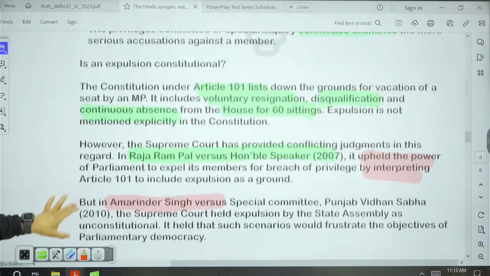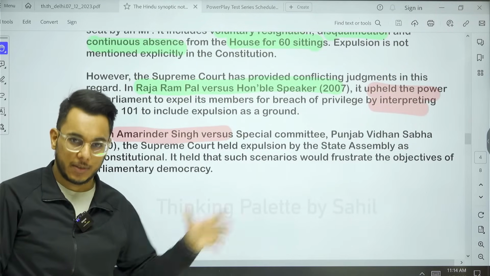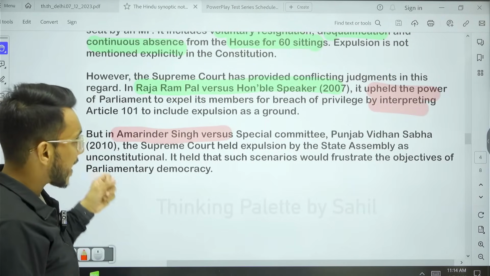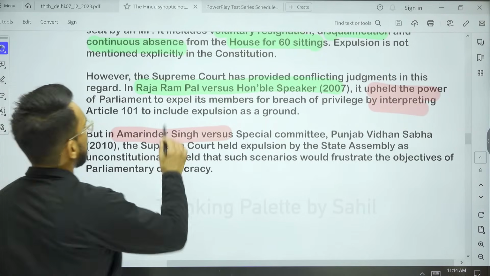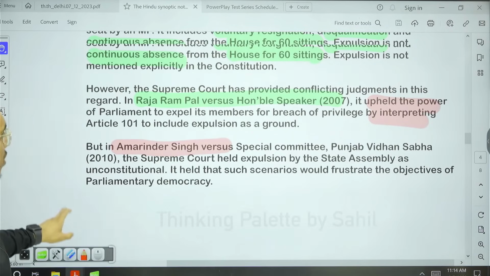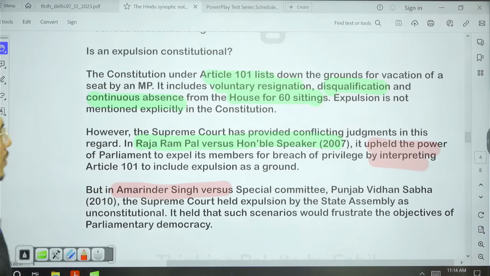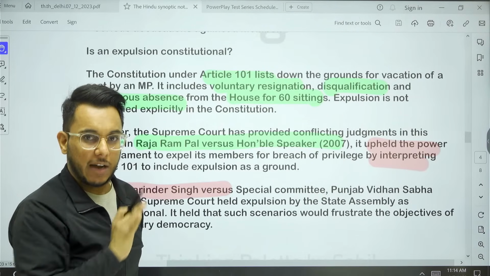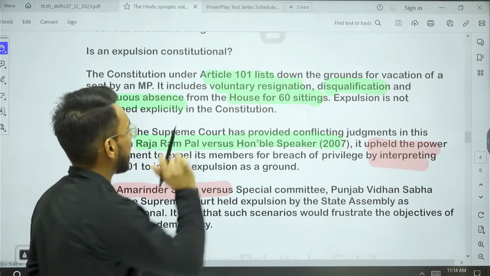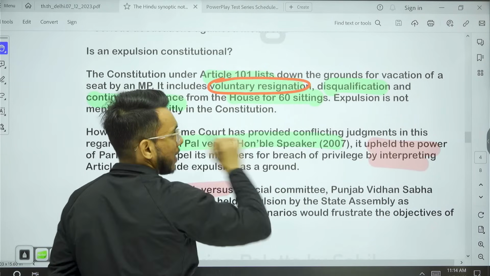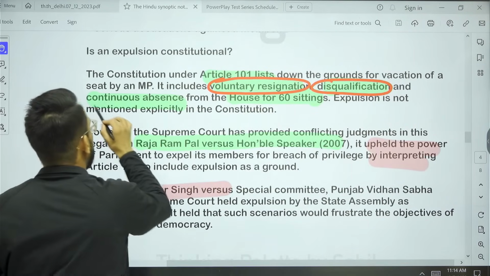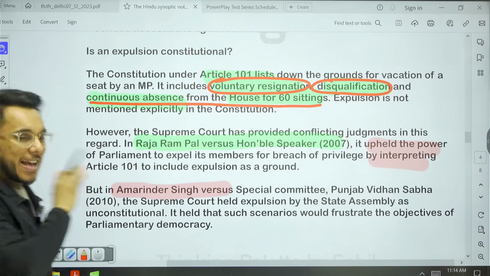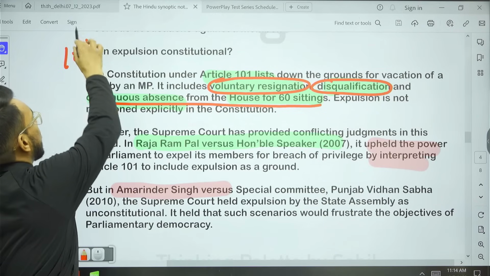We have seen that the ethics committee has recommended the expulsion of Mahua Moitra. Can that be done or not? The expulsion of an MP in the case of Lok Sabha is dealt with under Article 101 of the Indian Constitution. Article 101 provides the grounds for vacating a seat. Number one is voluntary resignation, number two is disqualification, and number three is continuous absence from the house for 60 days, that is, 60 sittings. Expulsion is not mentioned under Article 101.